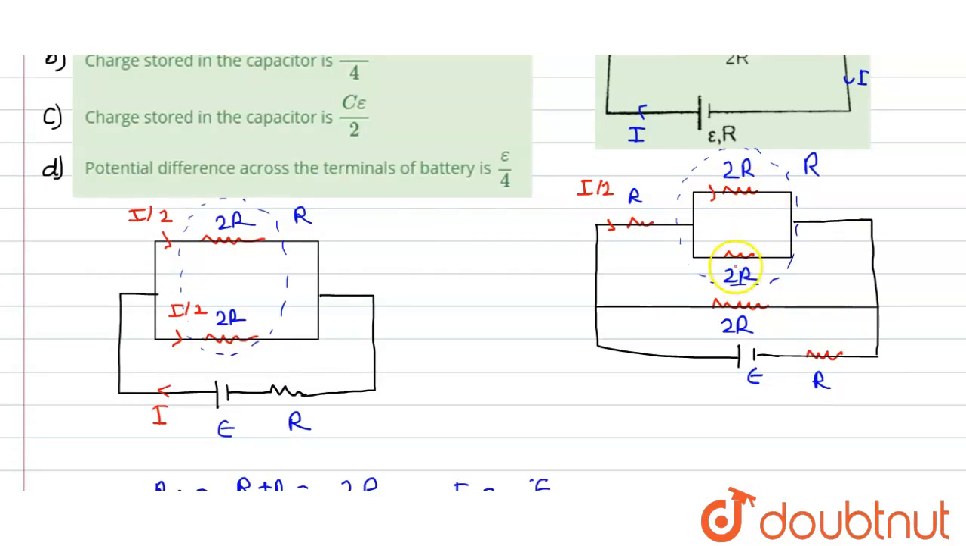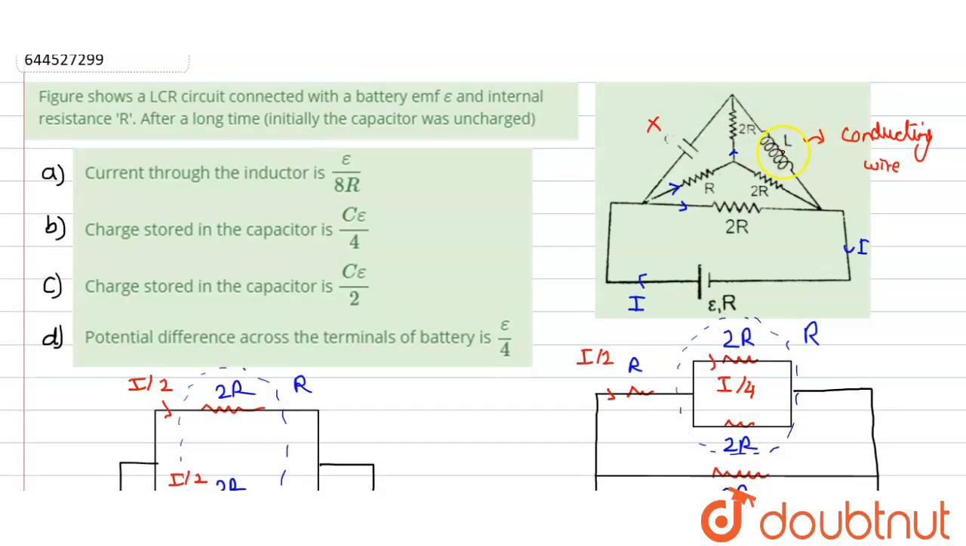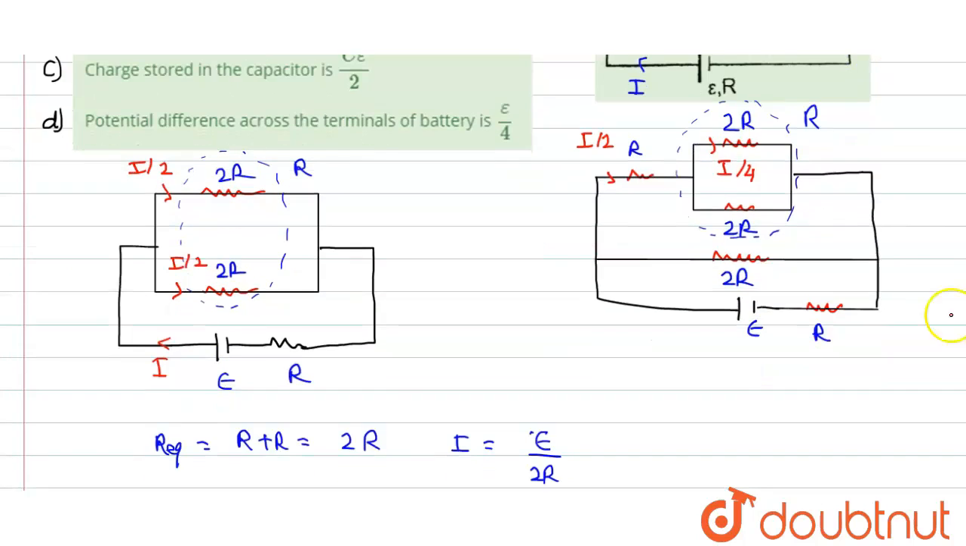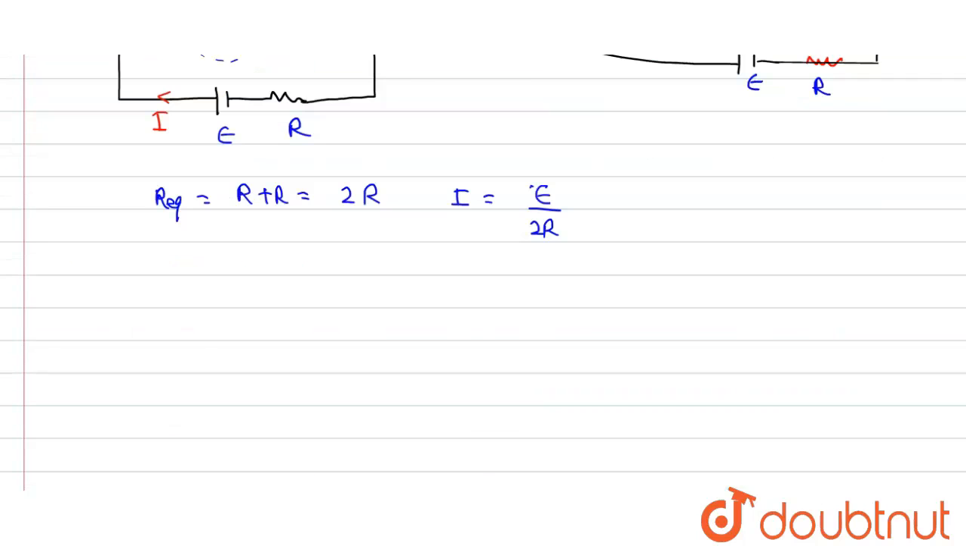Now here, what would be the current? We can see that this is 2R, this is 2R. So the current would be divided. The current which would be going into this branch would be equal to I divided by 4. And this 2R is connected to the inductor. So we say that the current through the inductor would be equal to I divided by 4. So what is the value of the current through the inductor? I through the inductor is equal to I by 4.